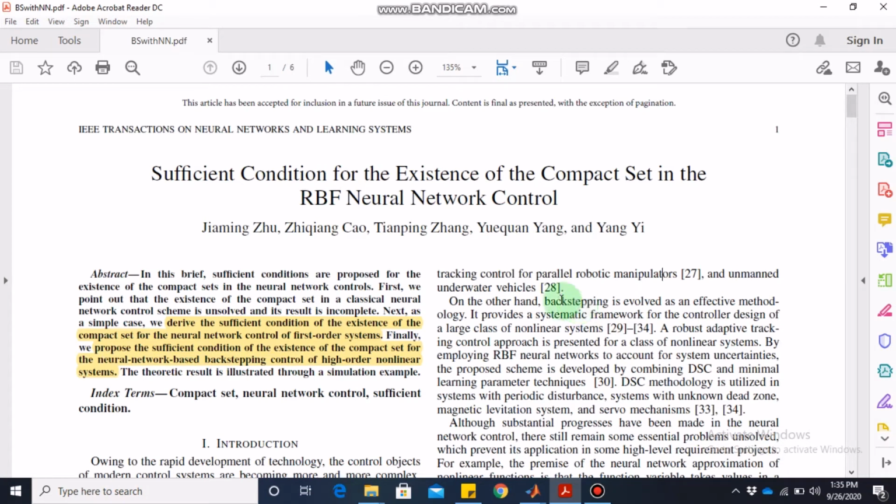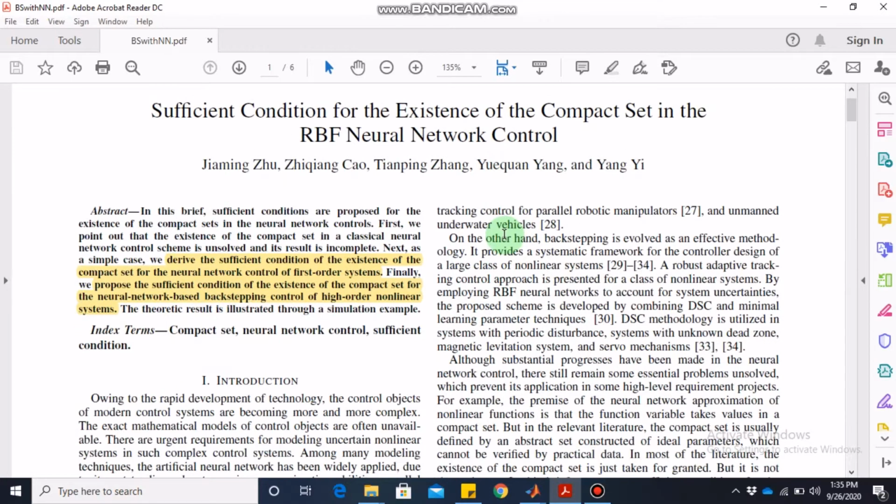Welcome to the online lecture on the MATLAB simulations of nonlinear control. Today we are going to discuss this paper, "Sufficient Condition for the Existence of the Compact Set in the Radial Basis Function Neural Network Control." This paper is published in IEEE Transactions on Neural Networks and Learning Systems. It is a good paper.